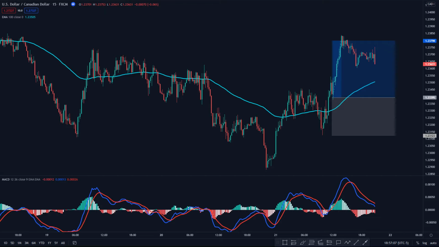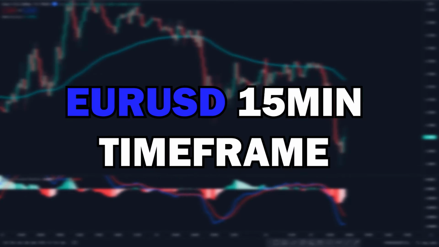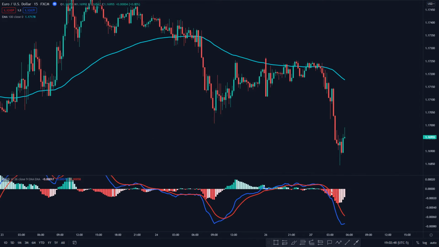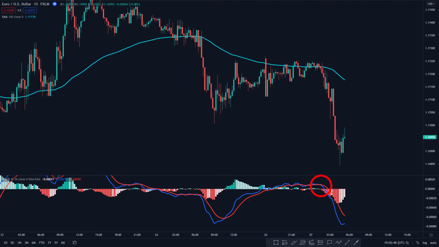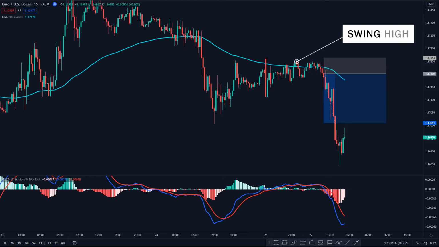Now, let's take a look at another example. In this chart of EUR USD on the 15-minute time frame, we can see that the market is trading below the EMA, indicating that the sellers are in control of this market. So, as the MACD line crosses below the signal line, you can open your short positions. Again, we are going to be placing our stop loss a few pips above the swing high and the take profit at the swing low, or 1.5 times the stop loss.